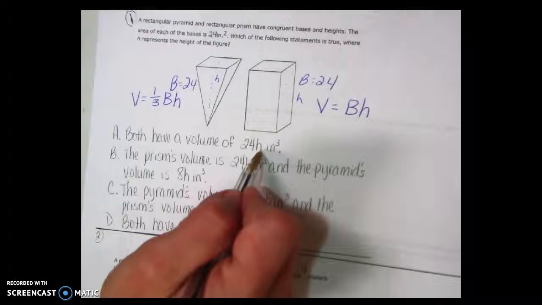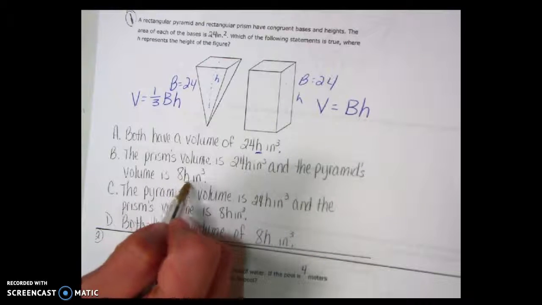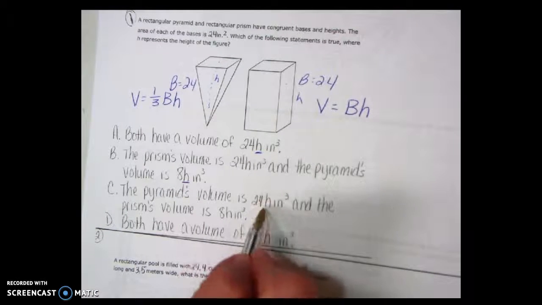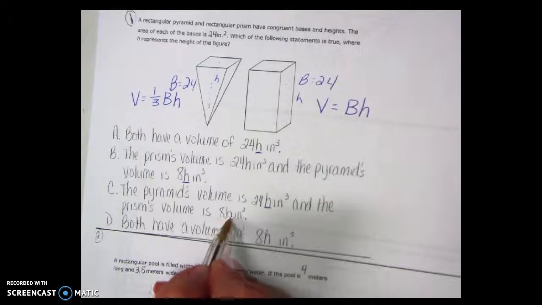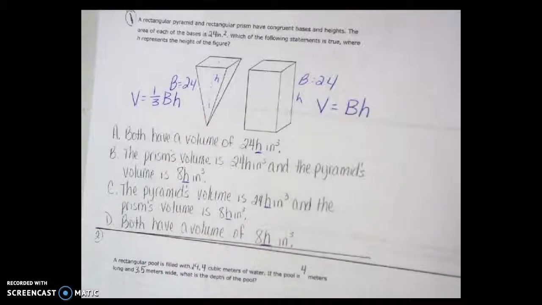Now notice your answer choices all have just an h with them. So you're not plugging in any number for h. You're just leaving the h by itself. So just plug those in, plug those 24 in, and then compare the two.